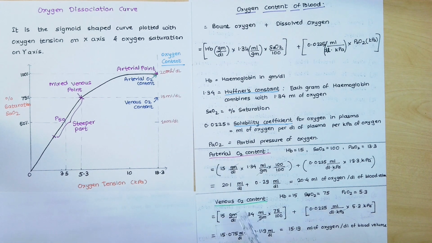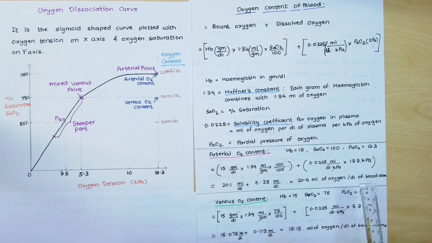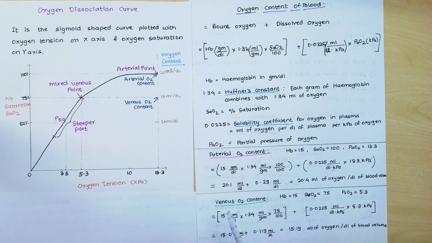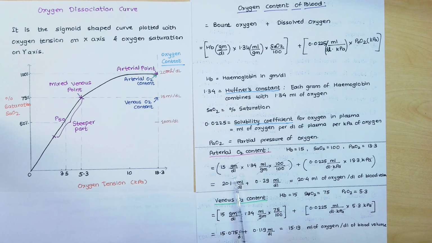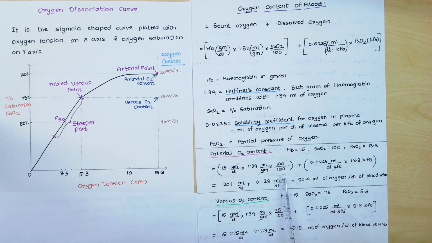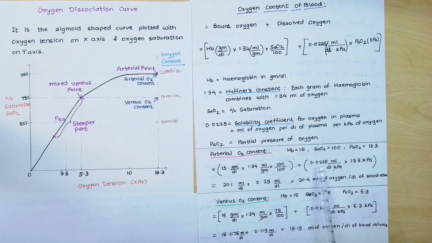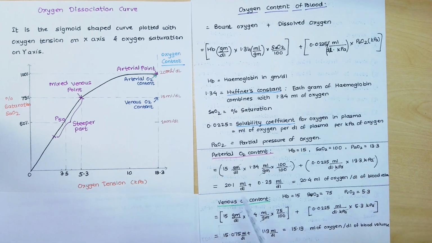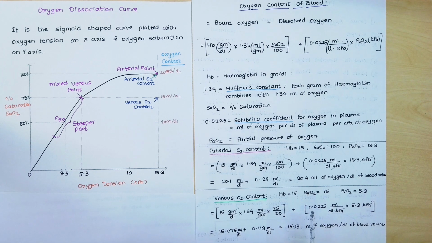Let's calculate arterial oxygen content with the values of hemoglobin 15 gram per deciliter, saturation 100%, and PO2 of 13.3. Substituting these values in this formula: hemoglobin of 15 gram per deciliter times 1.34 mL per gram times 100 divided by 100, plus 0.0225 mL per deciliter per kilopascal times 13.3 kilopascal. Now the same units cancel each other.